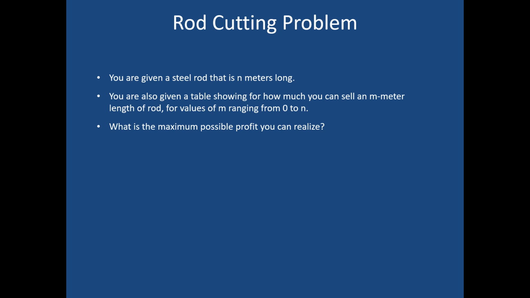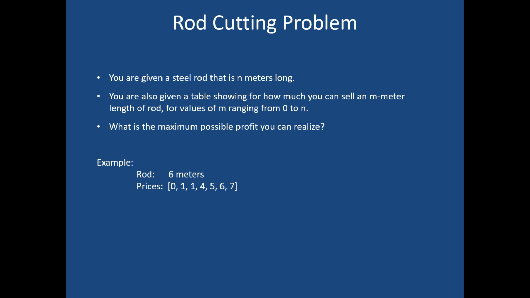Okay? So here's an example. 6 meter rod, and 0 meter rod you can sell for $0. 1 meter rod for $1, 2 meter for $1, and so on. So if that's your table, what are your strategy going to be? How can you maximize your profit?